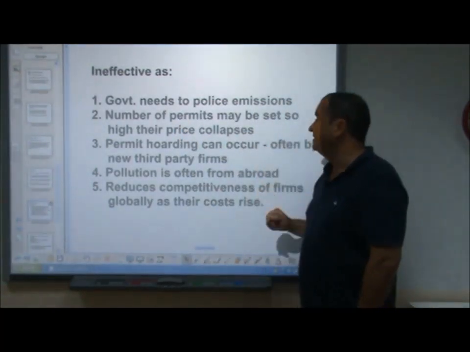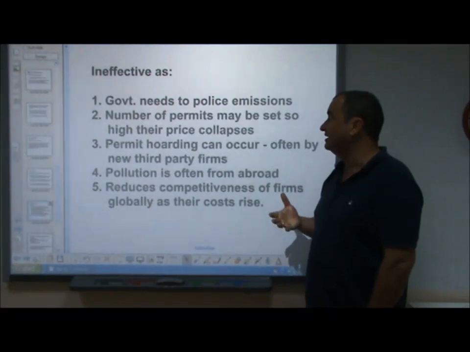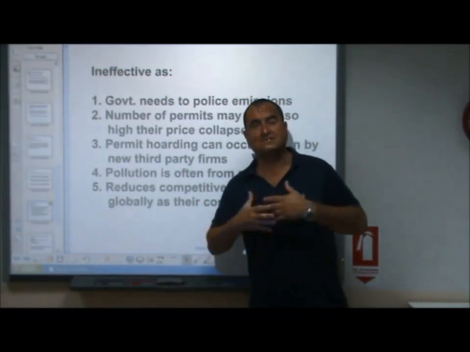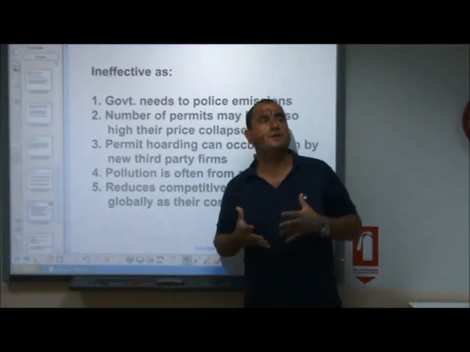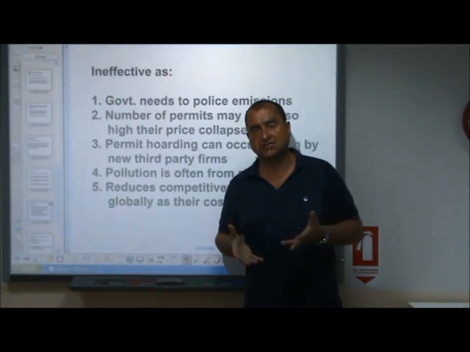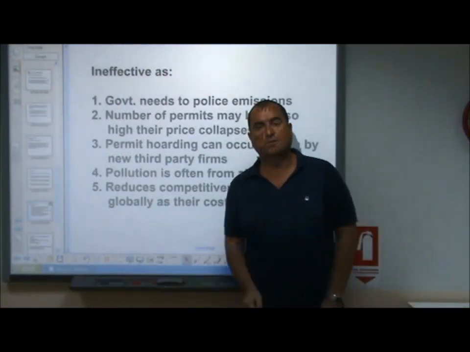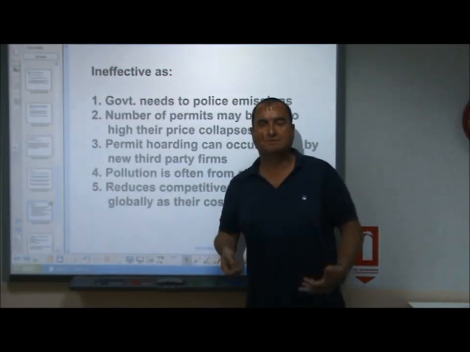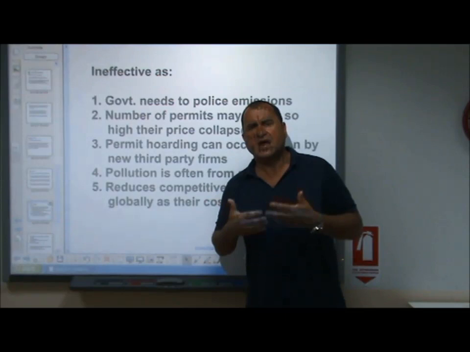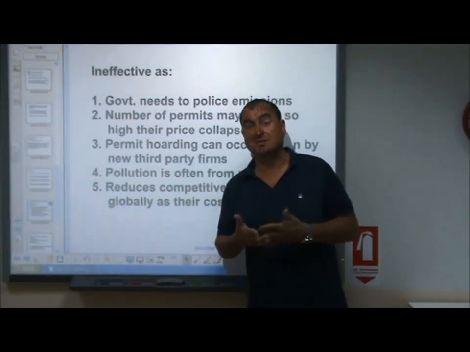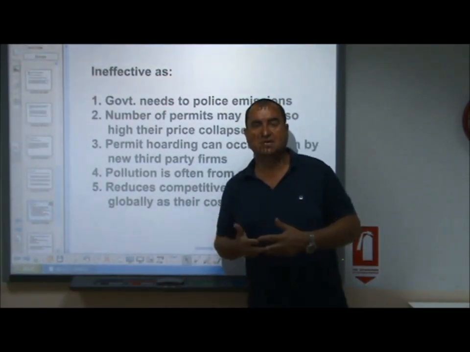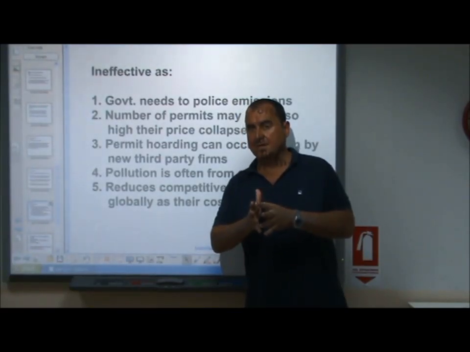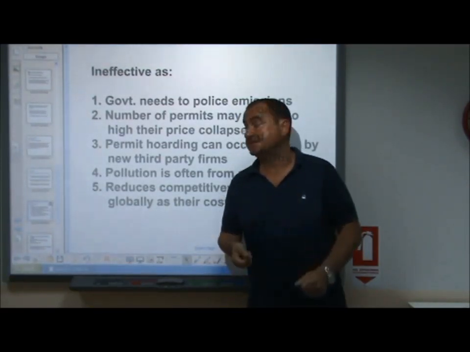Secondly, the number of permits may be set so high that their price collapses. Of course, the effectiveness of the system very much depends upon whether the number of permits is realistic. If they flood the market with permits, the permits will have no value, and firms will simply buy up lots of permits. It will be very unlikely that it will be cost effective to simply get cleaner. They'll just buy the permits. So setting the right number of permits for this to work is a difficulty.